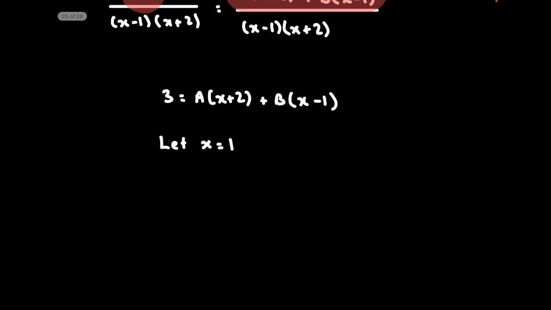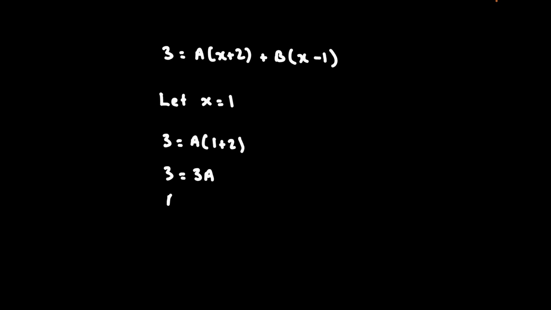So if I do this, then 3 is equal to a times 1 plus 2, because I let x equal to 1, plus b times 1 take 1. And you can notice that 1 minus 1 here simply cancels out to 0, so this entire term has gone. And this side, I have 3 is equal to 3a. If I solve this, a is simply equal to 3 divided by 3, which means a is equal to 1. That is my solution for a.